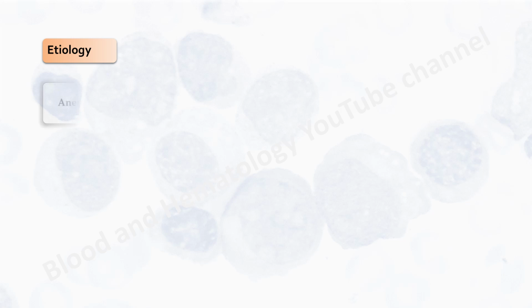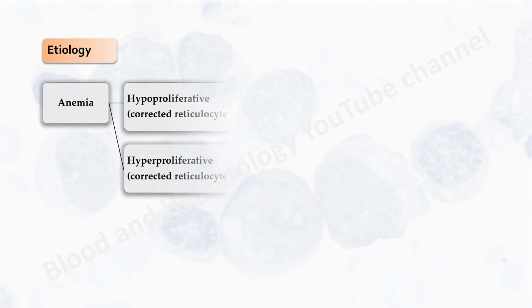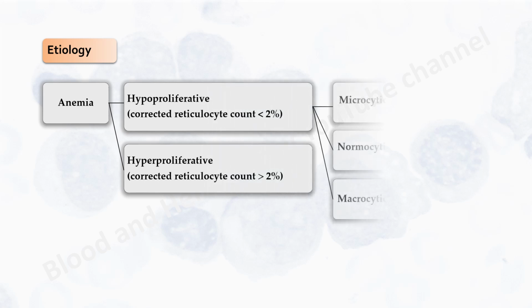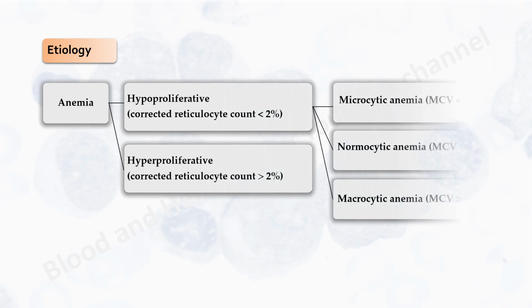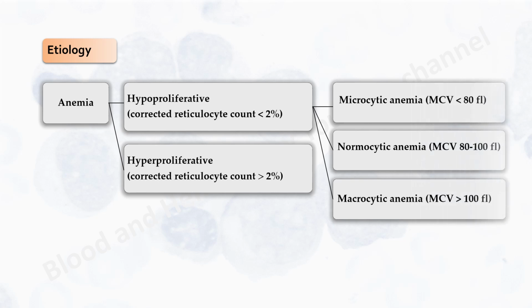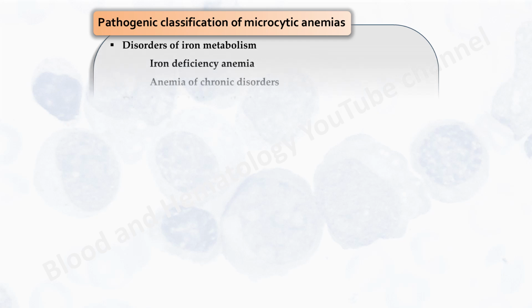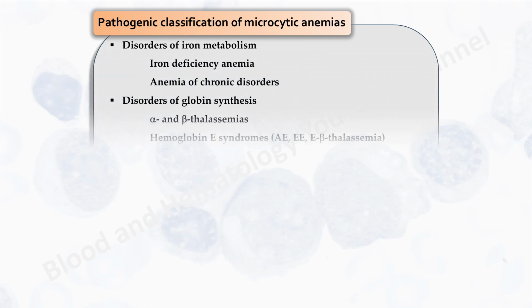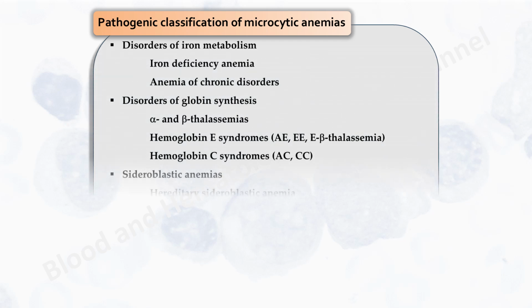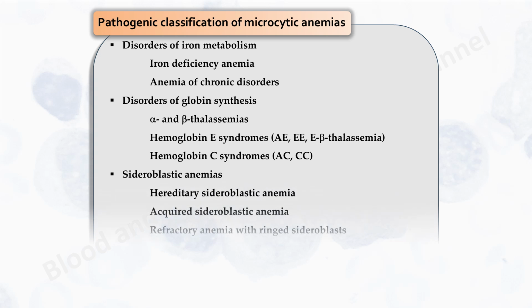The etiology of anemia depends on whether the anemia is hypoproliferative or hyperproliferative. Hypoproliferative anemias are further divided by the mean cell volume into microcytic, normocytic, and macrocytic anemias. Most microcytic anemias are due to deficient hemoglobin synthesis, often associated with iron deficiency or impaired iron use.